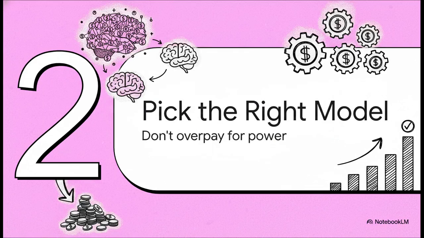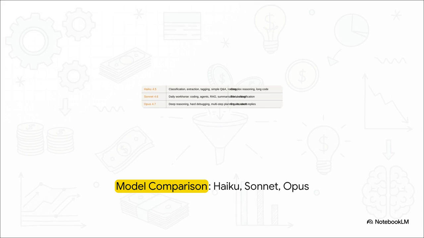Section 2, Pick the right model. Okay, so the absolute most common novice mistake is overpaying for reasoning power you simply don't need. Opus 4.7 is a total powerhouse, right? It's amazing for deep reasoning, hard debugging, and complex planning. But you should absolutely not be using Opus for simple emails or short replies. Haiku 4.5 can nail basic Q&A, simple classification, and routing for a tiny fraction of the cost. Using a supercomputer to sort your mail is just a massive waste of resources.